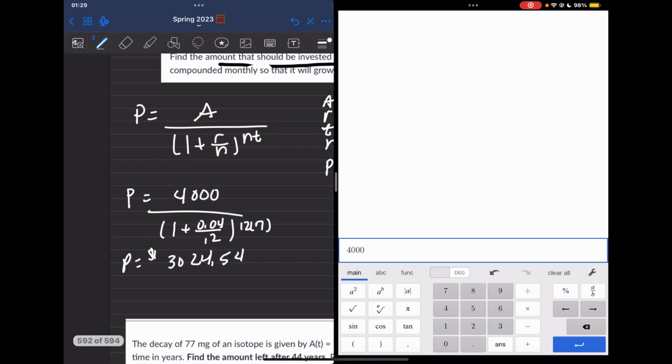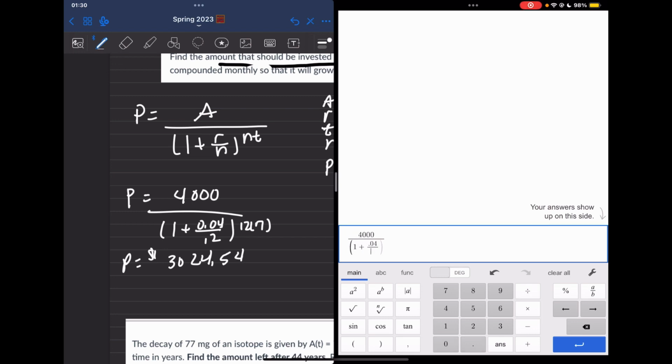So it's going to be 4,000 divided by parentheses 1 plus 0.04 divided by 12. All of that is going to be raised to 12 times 7. Just taking a second. Hold on. This went into the regular line instead of being a superscript for the exponent. Okay, so it's $3,024.54.